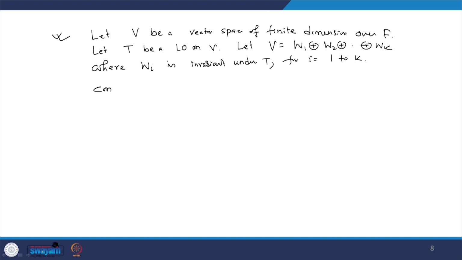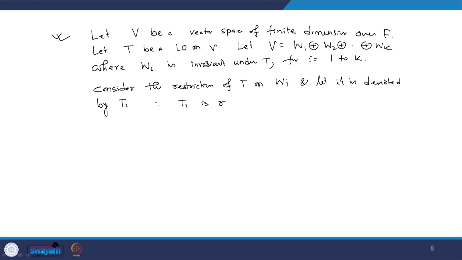Now, consider the restriction of T on W I, and let it be denoted by say T I. So, this implies that T I is basically the restriction of T on W I. So, T I is a linear operator whose domain is W I.